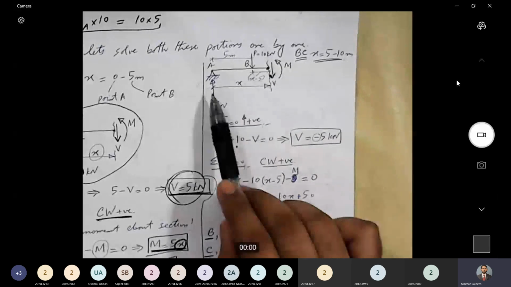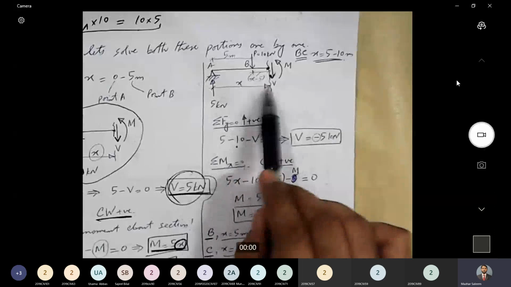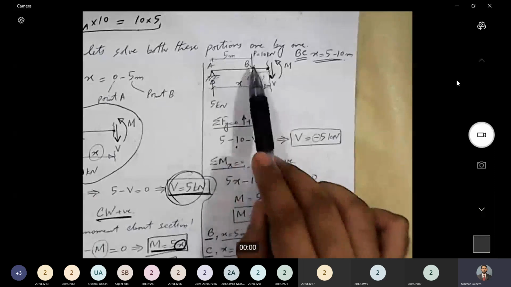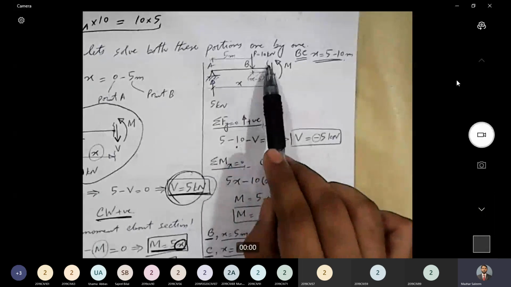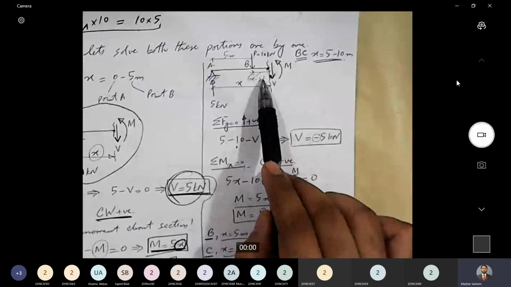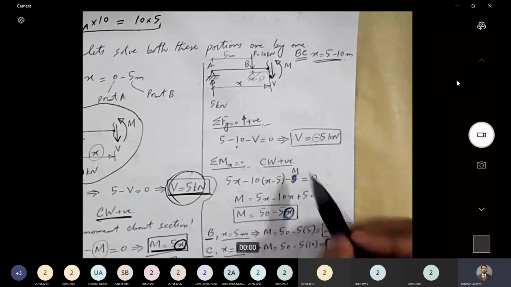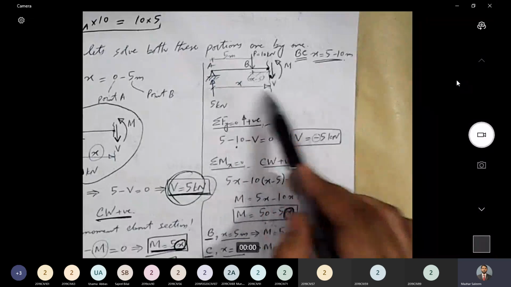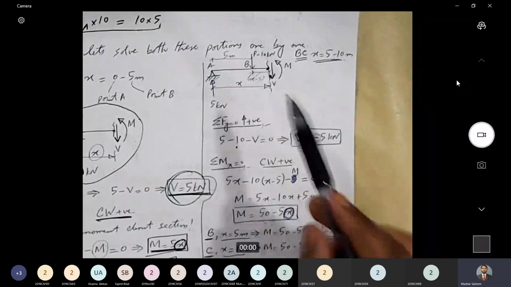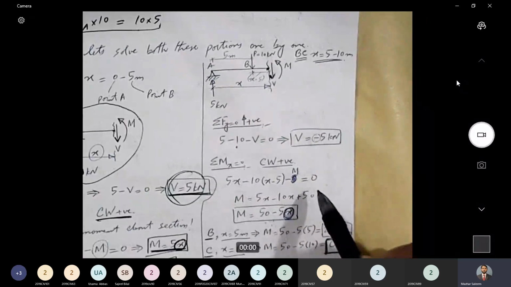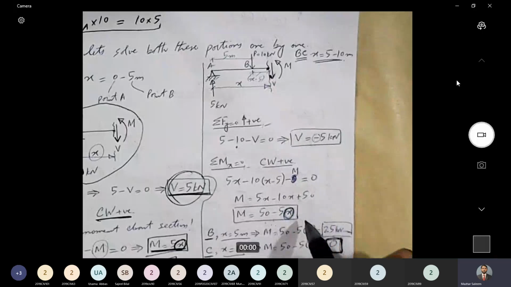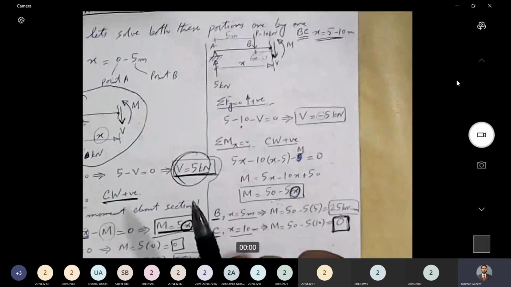And how much is the lever arm? If this much distance is x and this much is 5, so the perpendicular distance between the section and the force is x minus 5. So minus 10 into (x minus 5). And M is acting in counterclockwise direction, so minus M equal to 0. If we rearrange this equation, we get M is equal to 50 minus 5x.